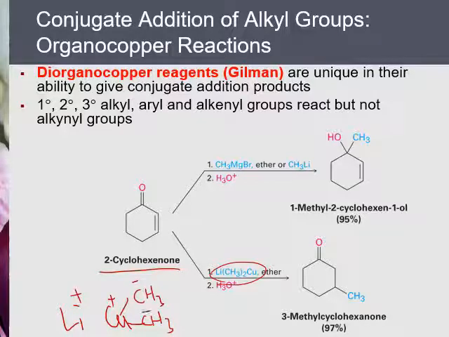Both methyls are carbanions. So the carbanion will attack the beta carbon of this unsaturated ketone, and then the pi bond moves to the oxygen. So the product is this intermediate, where the beta carbon adds a methyl group. The pi bond moves to here, oxygen becomes negatively charged, and the resonance structure goes to here.